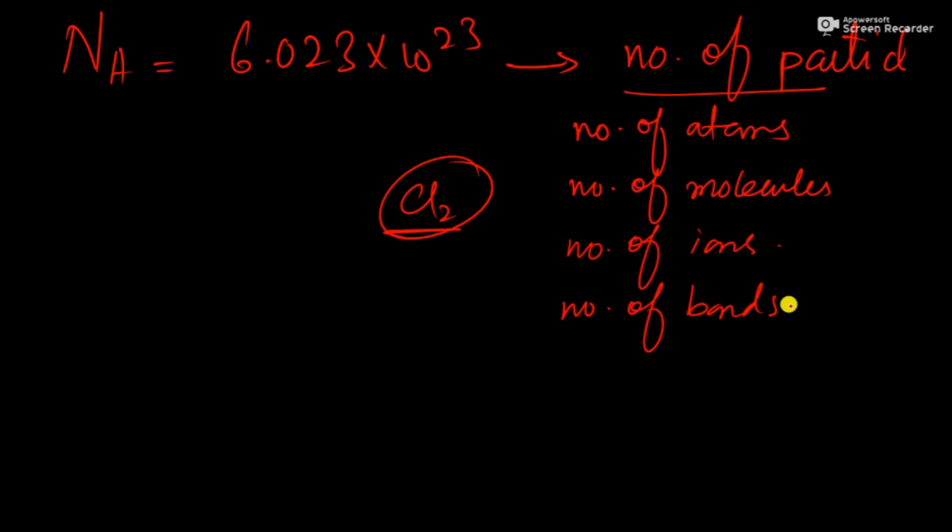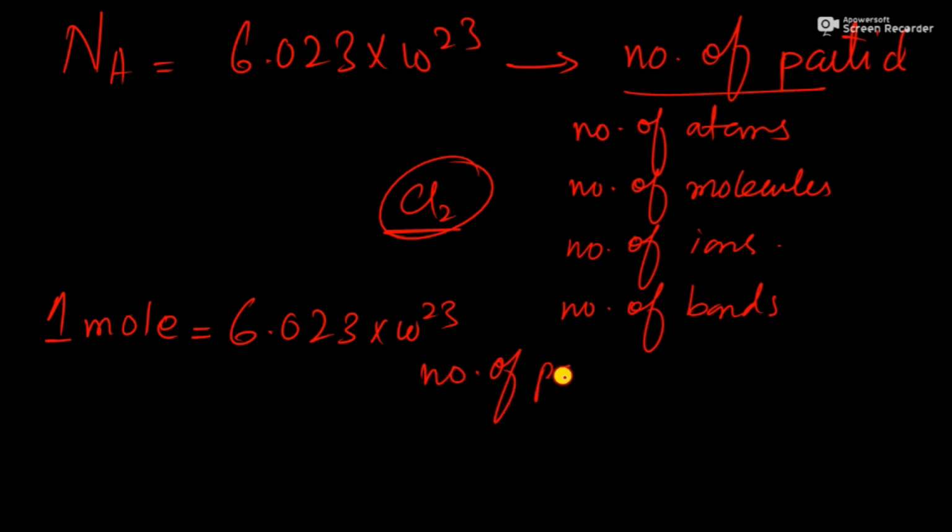So actually, what is the Avogadro number? You have to know about it. Remember this point: 1 mole always contains 6.023 times 10 raised to the power 23 particles. Number of particles includes all of these things. Remember this. You can take out the number of particles from moles, and you can also take out moles from the Avogadro number.